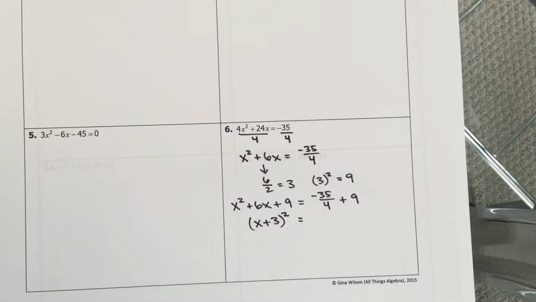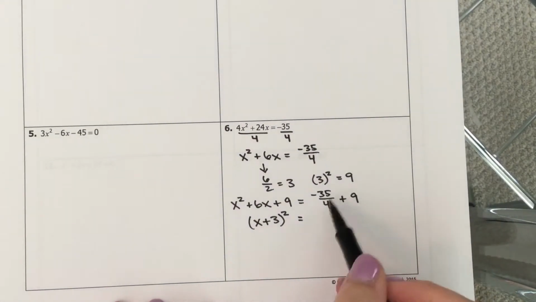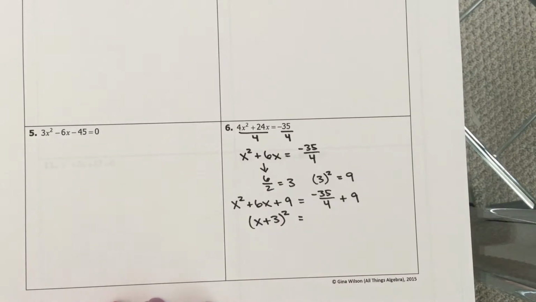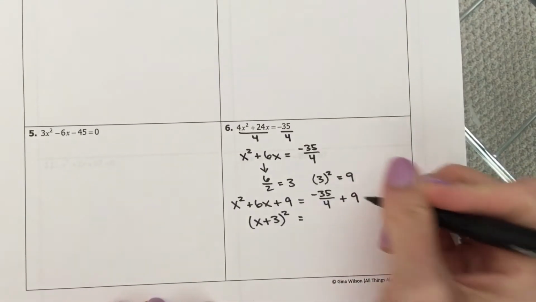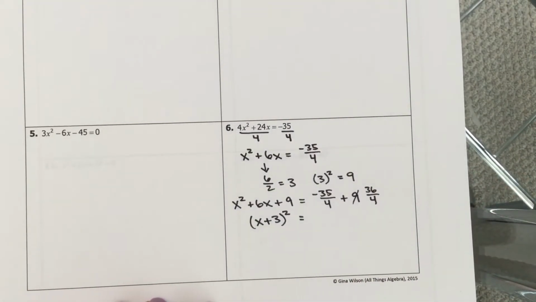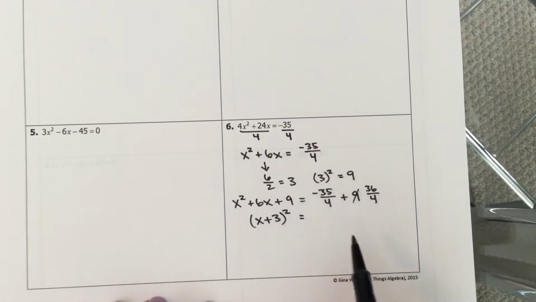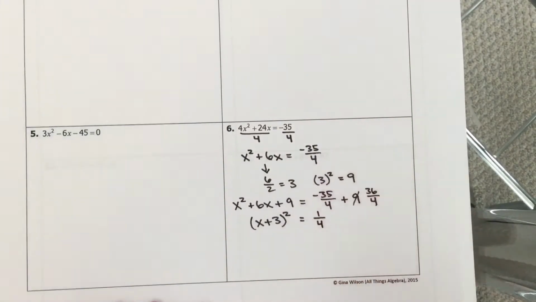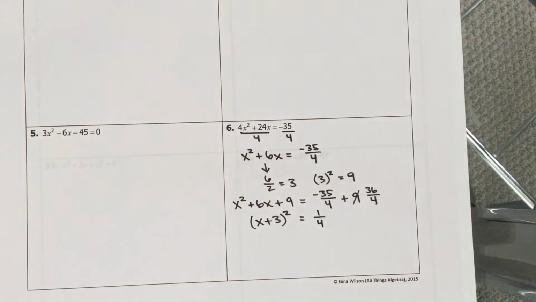Step 5, we need to simplify that right-hand side first. One thing you want to do, especially when you're dealing with fractions, is make sure that they have a common denominator so that you can combine them. So for this, I'm going to multiply by 4 over 4, and this becomes 36 over 4. Combine those since they have the same denominator. Negative 35 fourths plus 36 fourths, we end up with just a positive 1/4. All right, so that wraps up simplifying the right side.